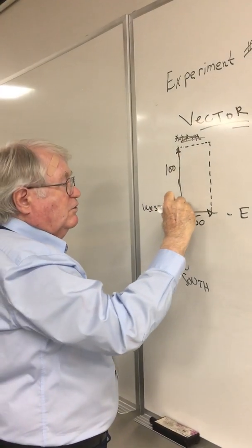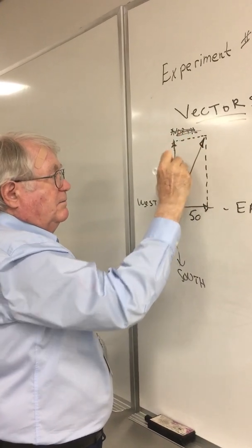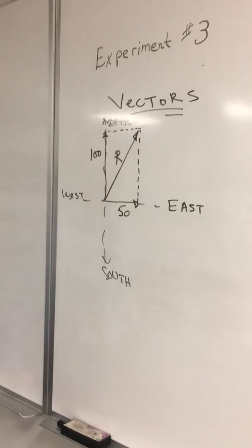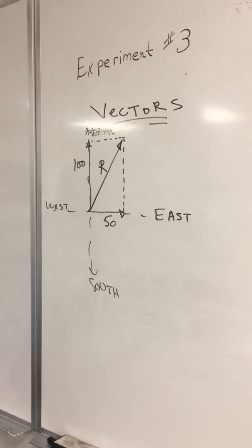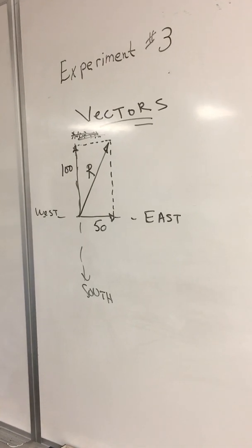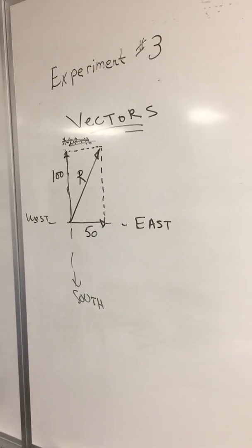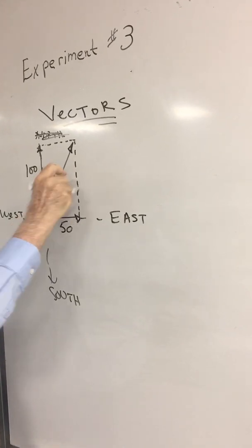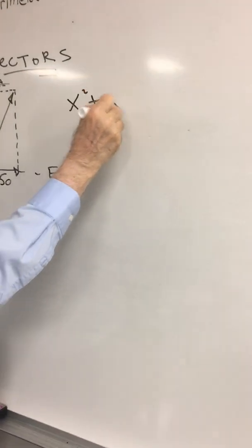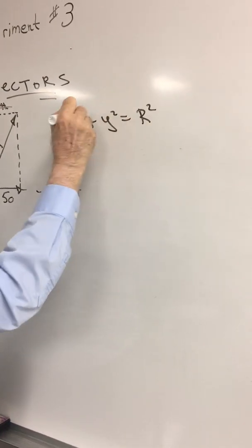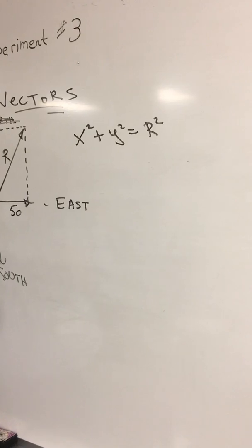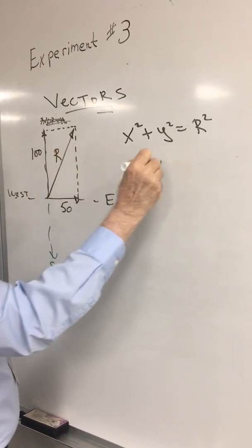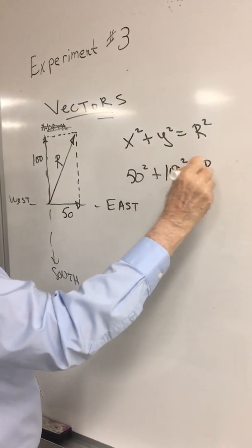And the resultant vector goes along the diagonal. I usually represent that by the letter R, R for result, R-E-S-U-L-T, or resultant. Now the way we find the magnitude of the result is we use the Pythagorean theorem. A squared plus B squared equals C squared. X squared plus Y squared equals R squared. X is 50. Y is 100. And that's equal to R squared.